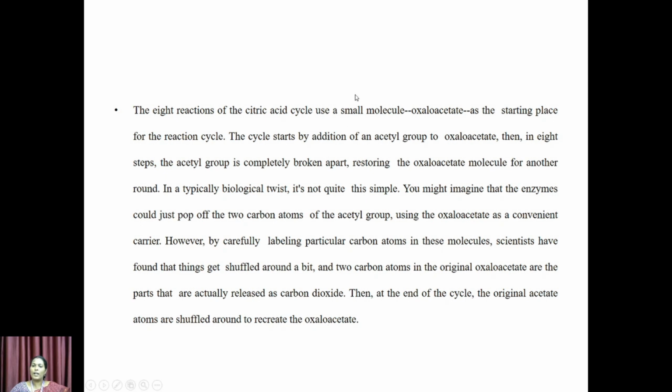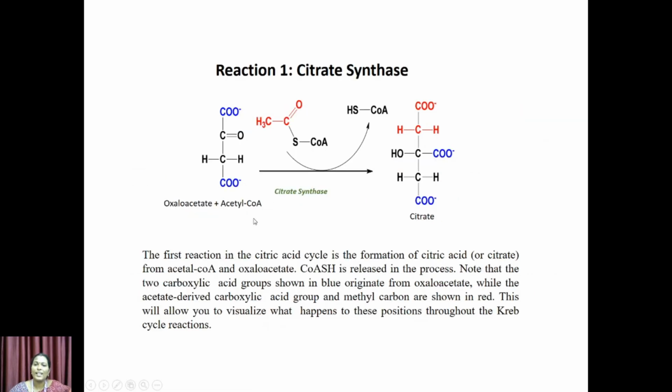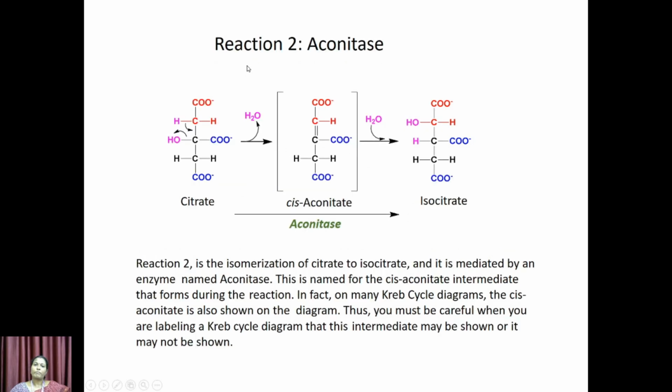The starting place is oxaloacetate. Next, the end place is also oxaloacetate. Reaction 1, citrate synthase: oxaloacetate plus acetyl-CoA is converted into citrate with the help of the enzyme citrate synthase. Next, reaction 2, aconitase: citrate is converted into isocitrate with the help of the enzyme aconitase.